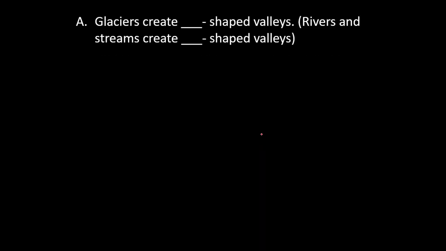So, quick reminder: what type of valley shape do glaciers create? Glaciers create that nice U-shaped valley. Rivers, on the other hand, create a V-shaped valley. We talked about both of these in some of the earlier videos.